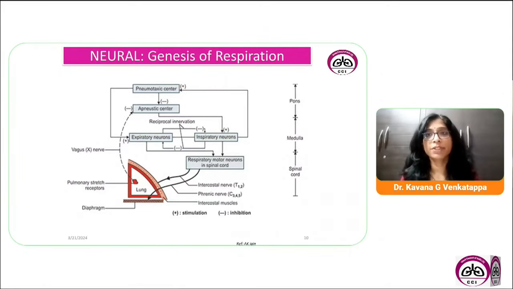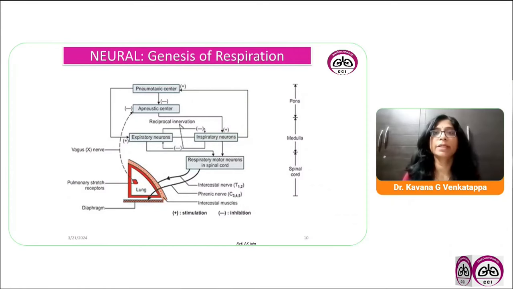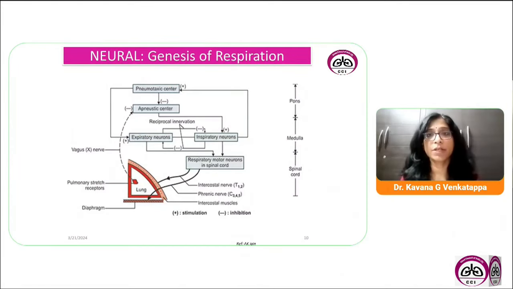The apneustic center acts as a stimulatory control over the inspiratory neurons. This inspiratory neuron passes the impulses towards the respiratory motor neurons in the spinal cord, which via the phrenic nerve and the intercostal nerves move towards the lungs, which stretches the pulmonary stretch receptors. The pulmonary stretch receptors via the vagus carry the inhibitory influence to the apneustic center. You can see over here, the vagus has an inhibitory influence over the apneustic center, which keeps in check that inspiration should not happen for a longer time. That is how inspiration is switched off, followed by expiration.